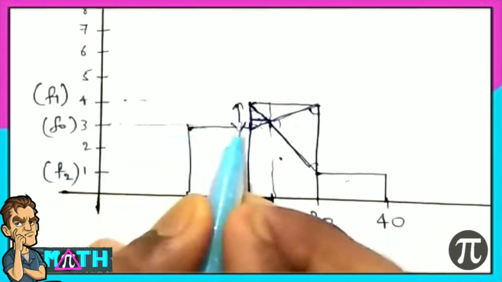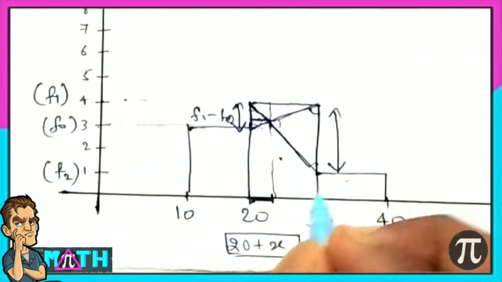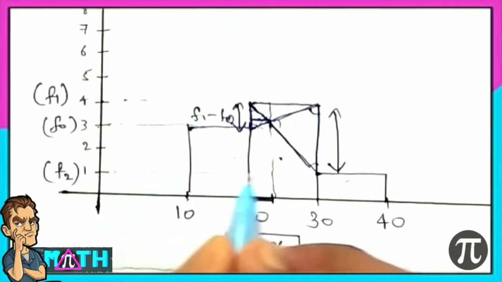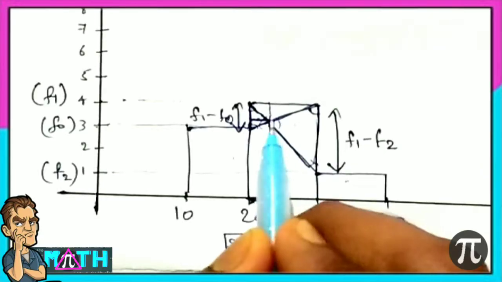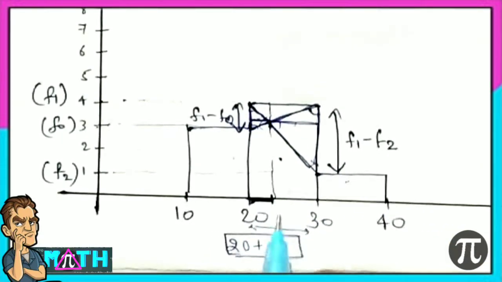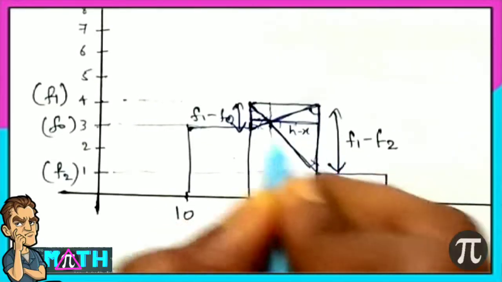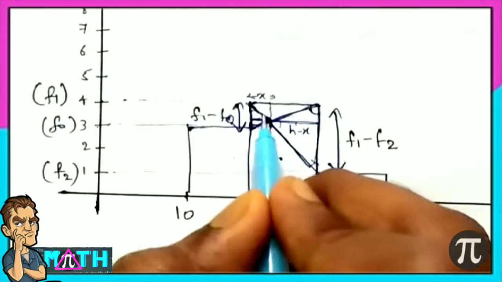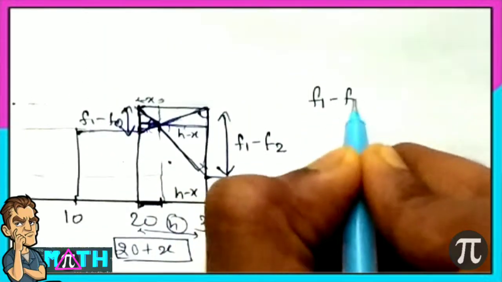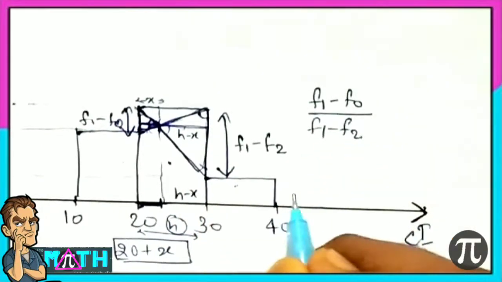Now this length is f1 minus f0, and in this triangle this length is f1 minus f2. Now see, what is this length? This is h, the class size. So this is h minus x, as this length is x from here to here. Now apply the rule of similarity. So opposite of this angle is f1 minus f0 and opposite of this angle is f1 minus f2.